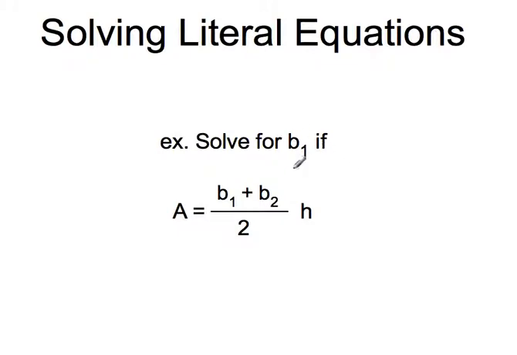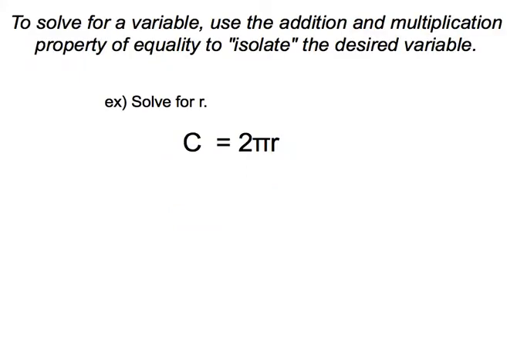For example, if I said solve for b1, if you have this equation, the new equation would look like b1 equals, and then it'd be all in terms of this other stuff, but you're not going to get a number. We're going to end up solving this for b1, but to start, we're going to look at an easier one.